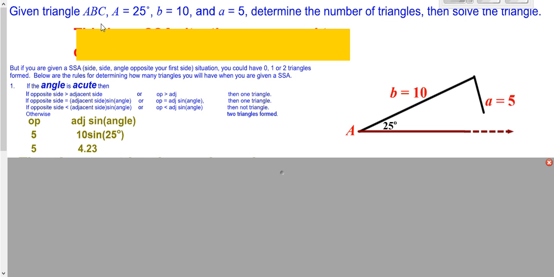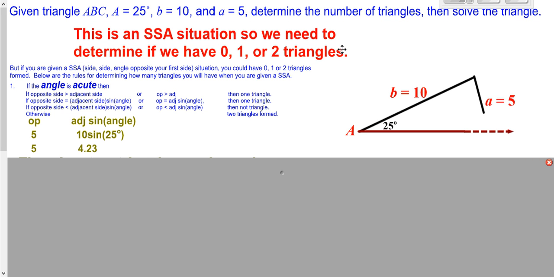So here we have another triangle. We're given an angle, we're given a side next to our angle, and we're given its opposite side. So if you draw that out, you have your angle, a side next to it, and you have your opposite side. So this is a side-side-angle situation.